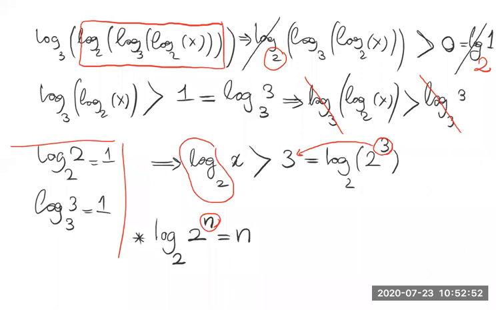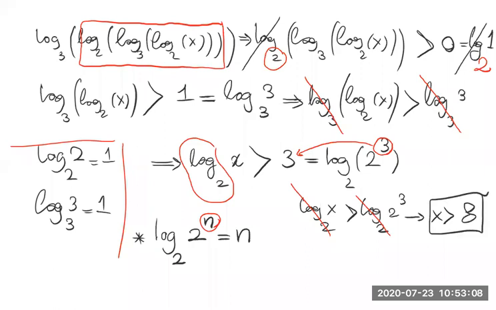Well, if I summarize these, log of x in power 2 should be greater than log of 2 cubed in power 2. I can cancel this log in base 2. It means x should be greater than 2 cubed, which is just 8. That's the answer to the final part of this question.